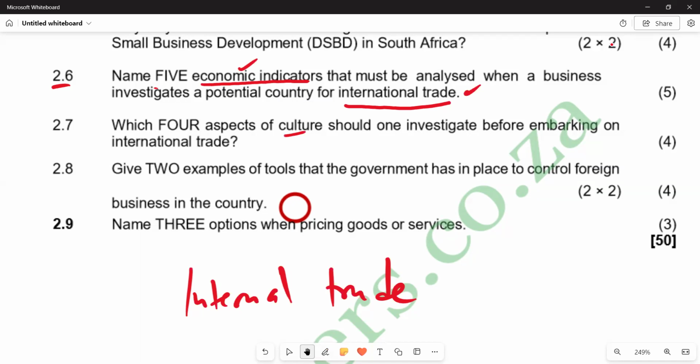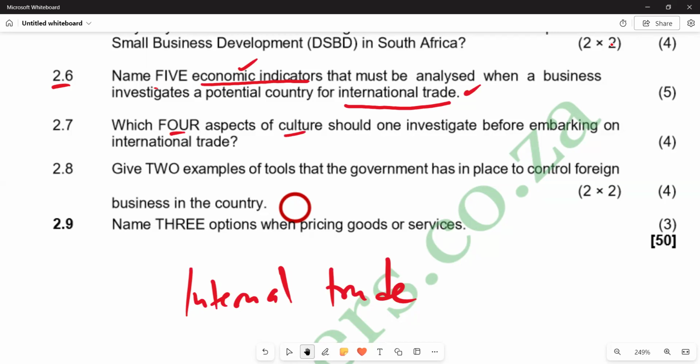Culture is the way of life, especially the general customs and beliefs of a particular group of people at a particular time. So the beliefs or customs of a particular group of people are what we call culture. Our question is asking us for 4 aspects of culture which one should investigate before embarking on international trade. Basically, we are talking about the way of life that those people are living. What should we take into consideration?